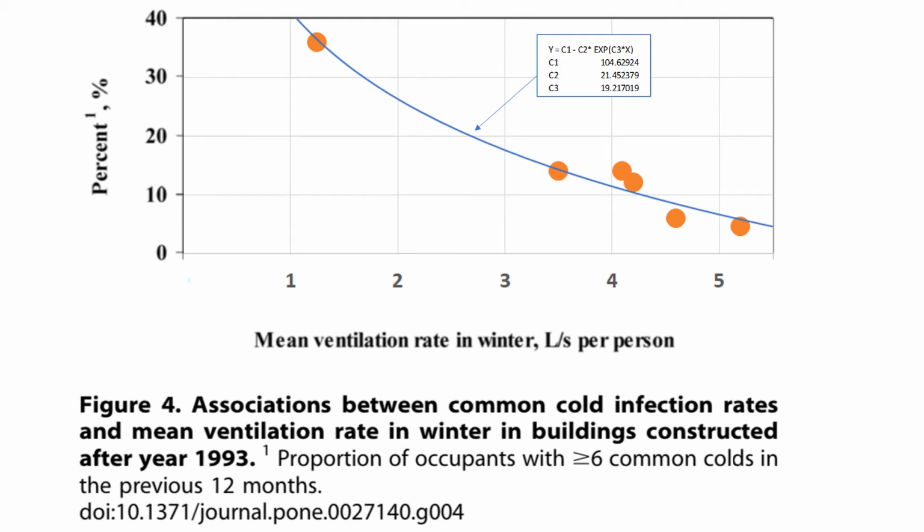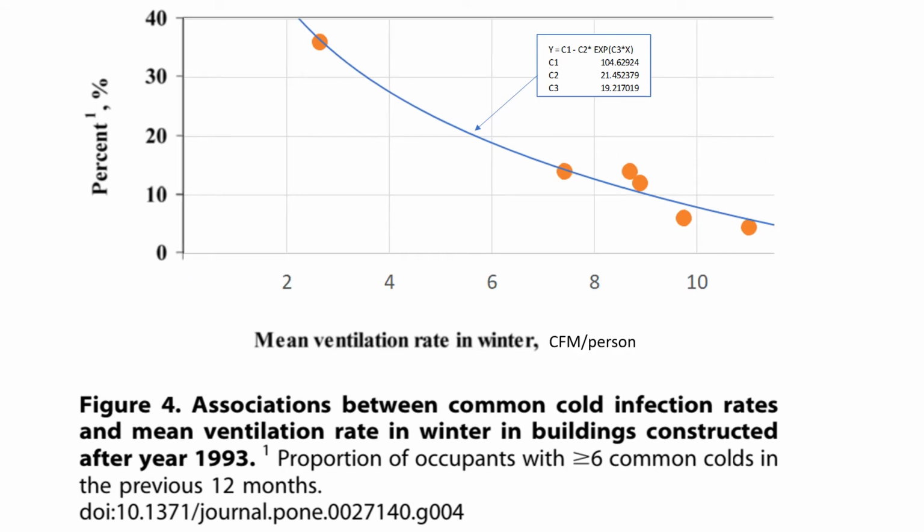So we curve fit the data, and then for those of us in the US, we're not used to using these units down at the bottom of liters per second per person. We normally use units of CFM per person. So we'll just change out the units at the bottom. Now we have something that we can actually look at and put in context with the normal ventilation standards that we use in our building codes and ASHRAE and whatever.